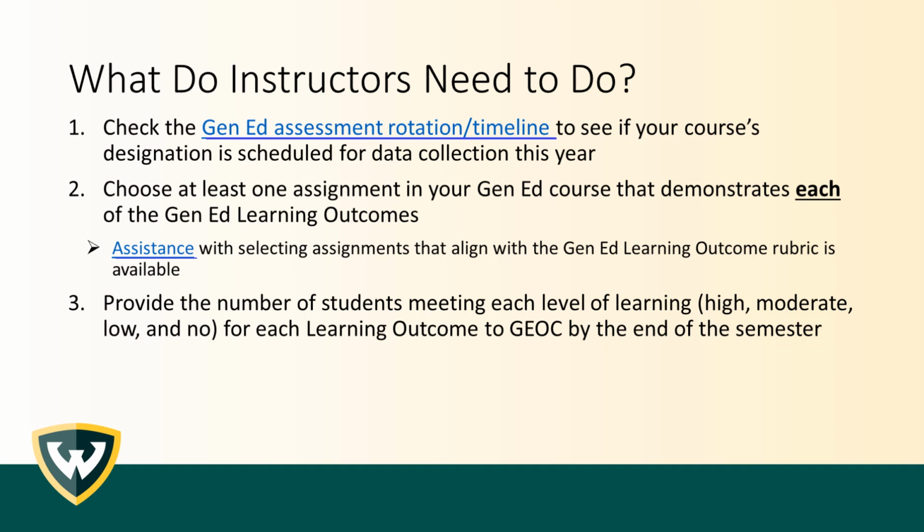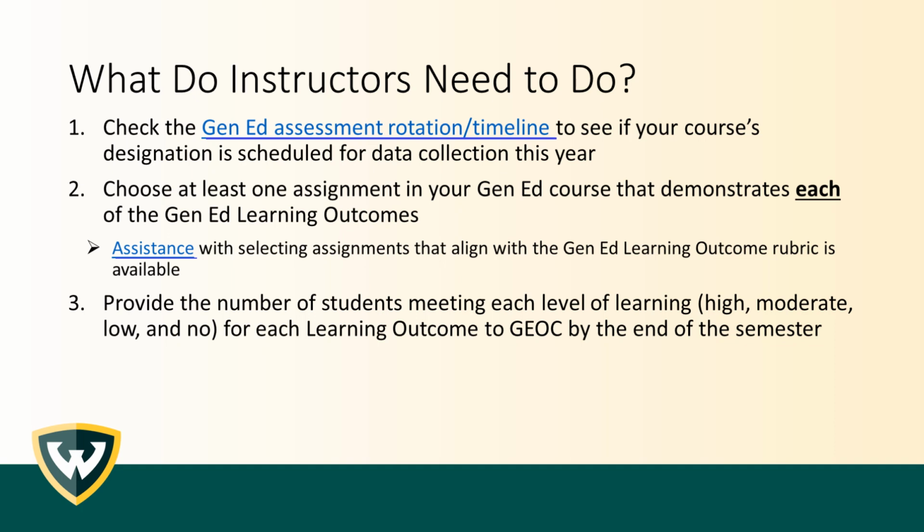Last, if you are teaching a Gen Ed course slated for assessment, you must provide assessment data to GEOC by the end of the semester. For each rubric, there are 4 levels of learning: high, moderate, low, and no. That data will consist of the number of students meeting each level of learning, high, moderate, low, and no, on the Gen Ed rubric for each learning outcome.